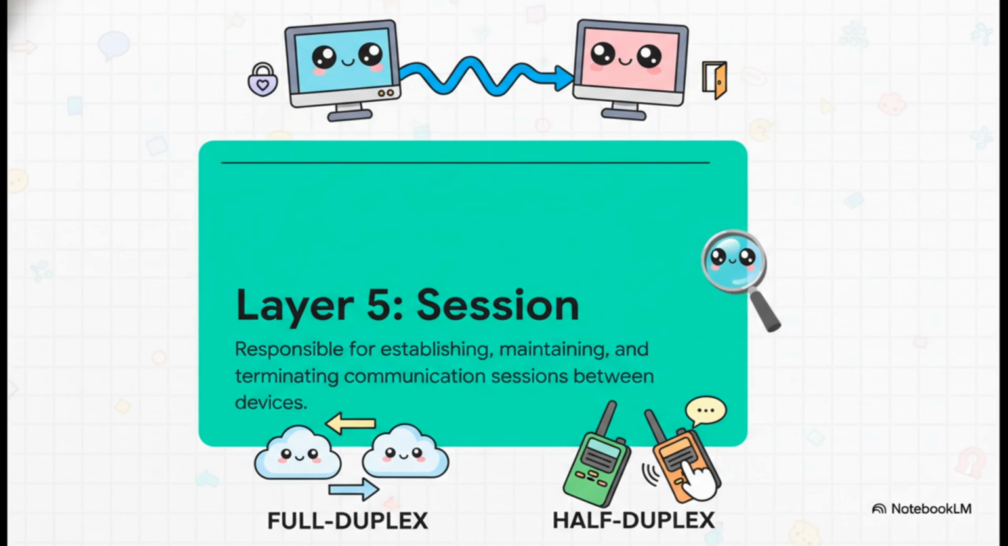And the last of these upper layers is Layer 5, the session layer. This is the conversation manager. Its job is to open up a communication channel, keep it open for the whole conversation, and then, you guessed it, close it down when everything's done. It also directs the flow of traffic, deciding if we're in full duplex, where both devices can talk at the same time, or half duplex, which is more like a walkie-talkie where you have to take turns.